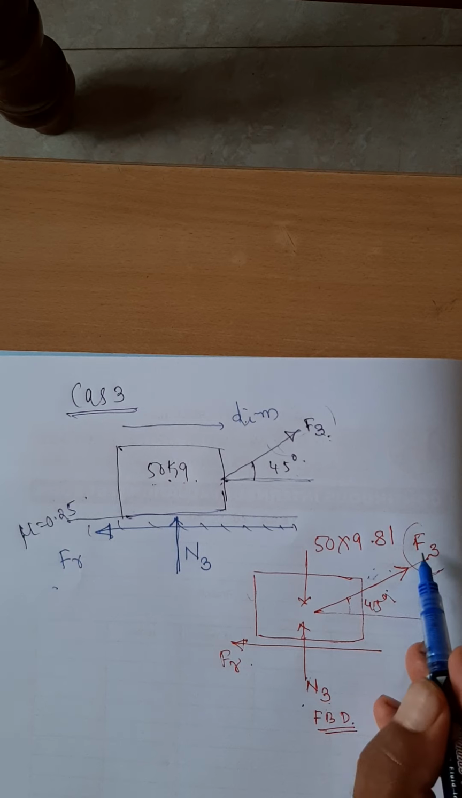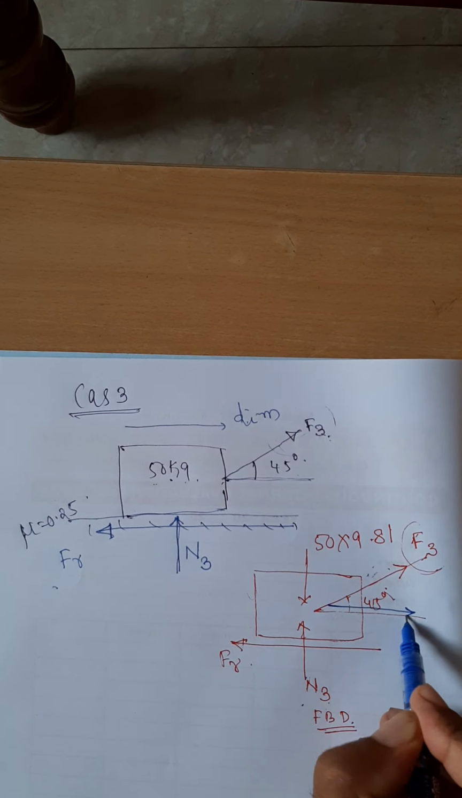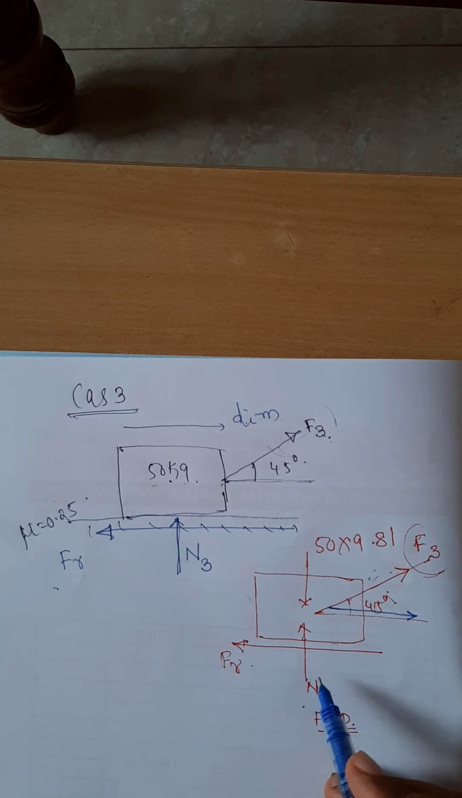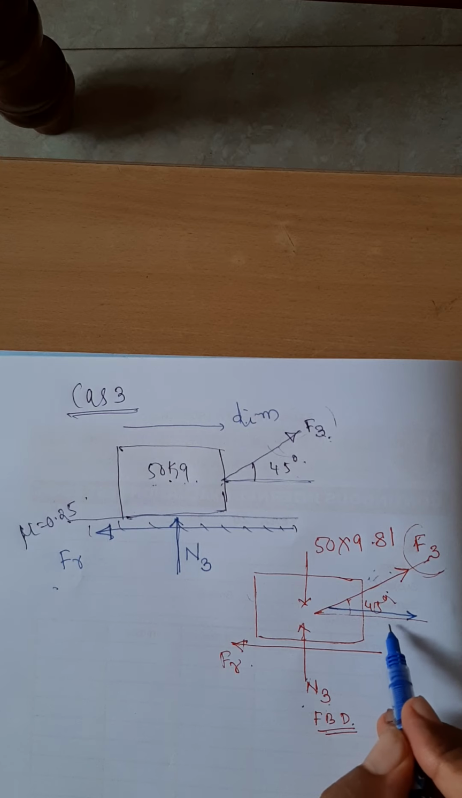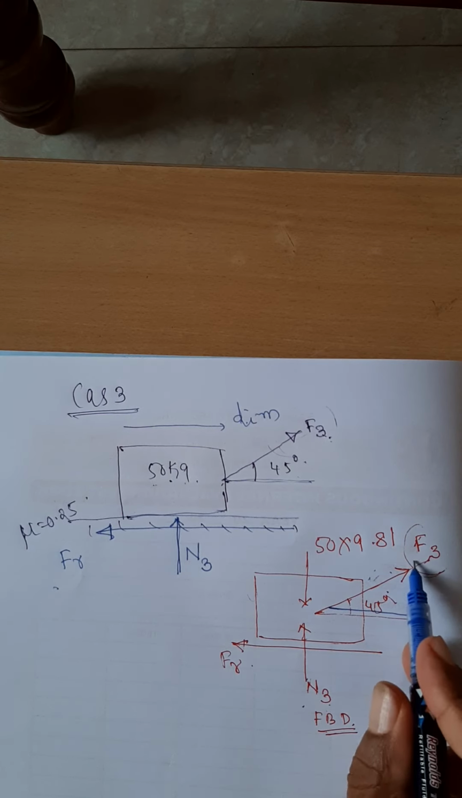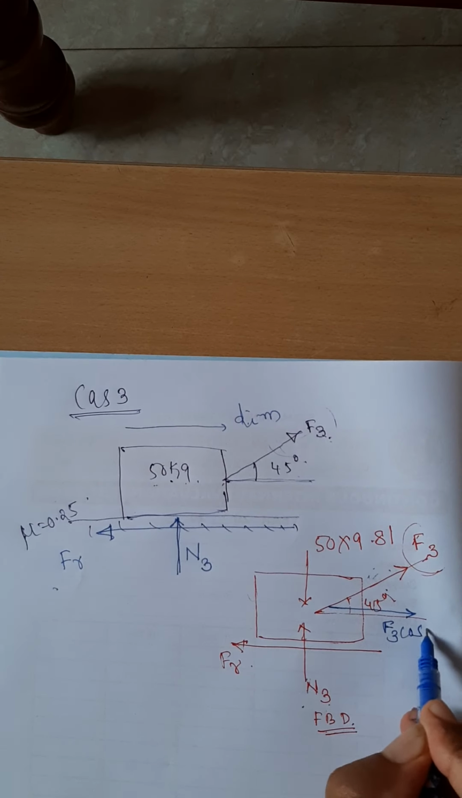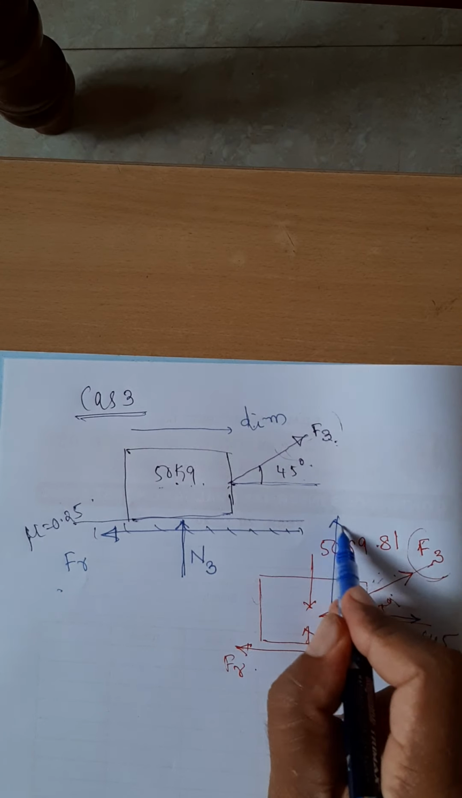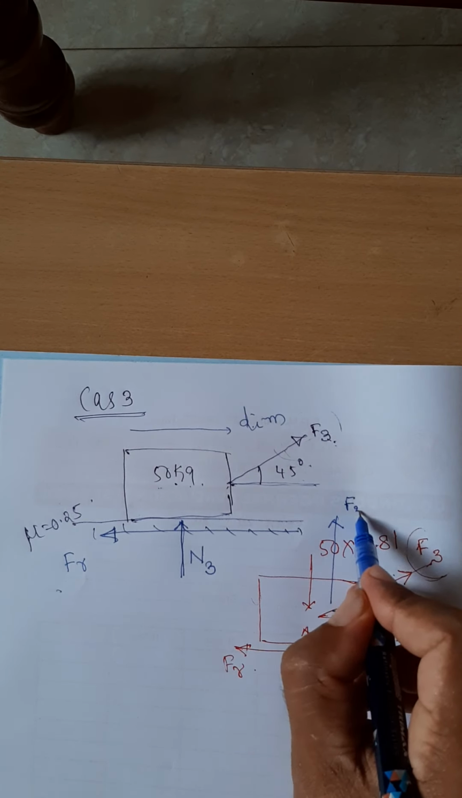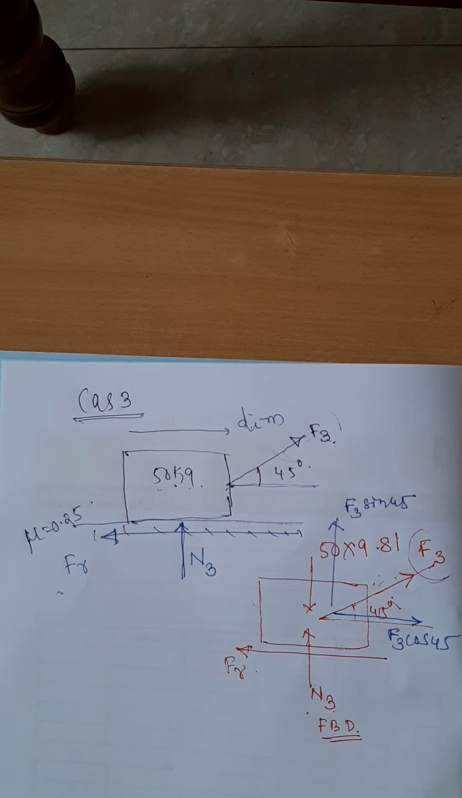Yes, for that you cut this F3. Bring all the forces in X and Y direction. All other forces are in my X and Y directions. Only this F3 is not there in my X, Y direction. That is why you bring it in X and Y direction: F3 cos of 45 and F3 sin of 45. Yes, any doubt in marking the free-body diagram?